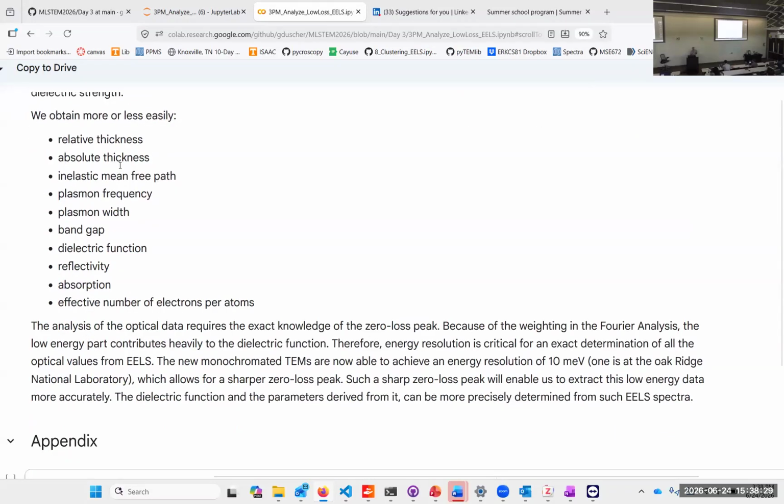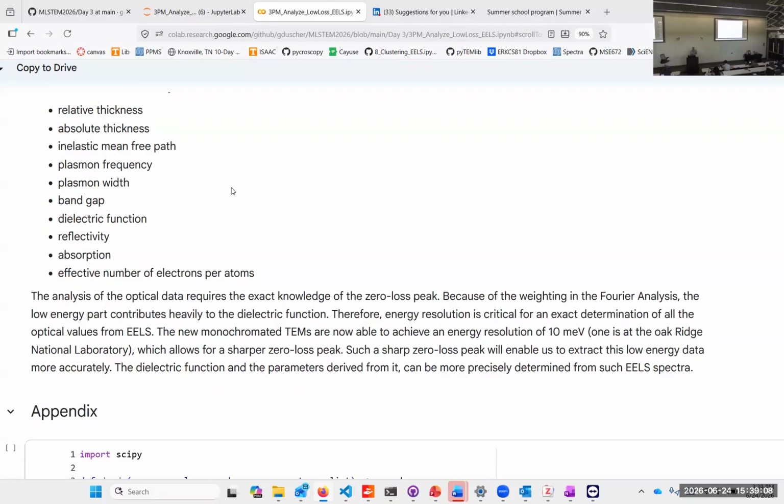So we get the relative thickness out of that. The absolute thickness and the inelastic mean free path are directly related to the relative thickness. So the two of them give the absolute thickness, which is just the multiplication of the relative thickness times the inelastic mean free path. So we get good estimates for these two parts. The plasmon frequency is very nicely resolved, right? Because we fit the peak in there. So the peak position, we always get very nice. The plasmon width gives us the damping. We can now get to band gaps.